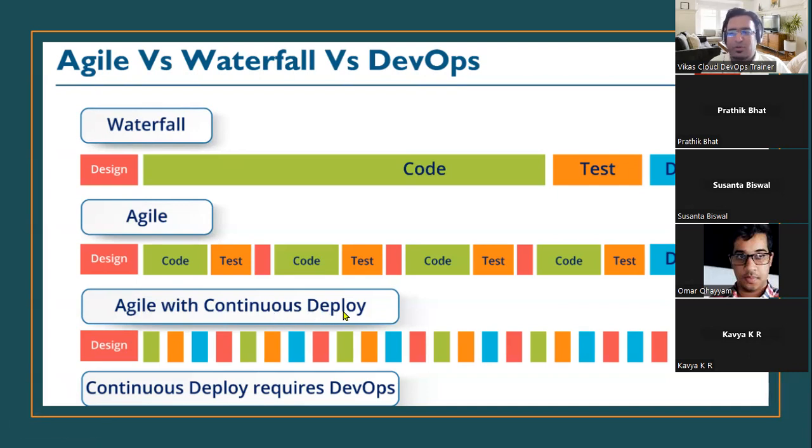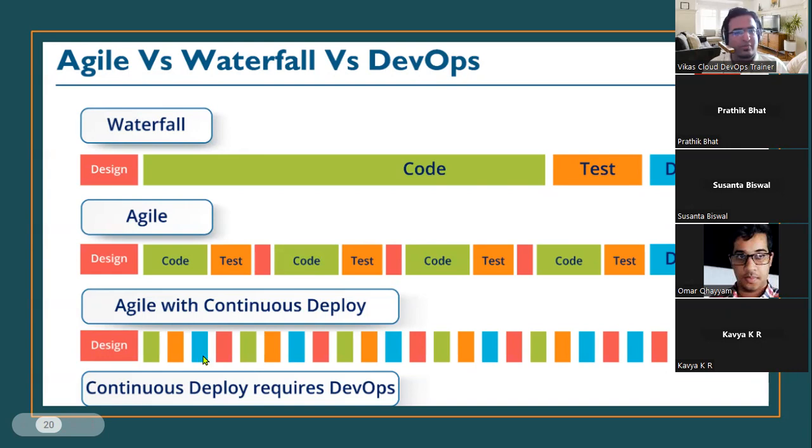So the improvement of this model came with continuous deployment. That is when DevOps came into the picture. What does DevOps say? Design it. Take time for the designing. As soon as the code has been developed, in 1 day or 2 days, whenever it has been developed, do the testing, get it deployed, show it to the customer.